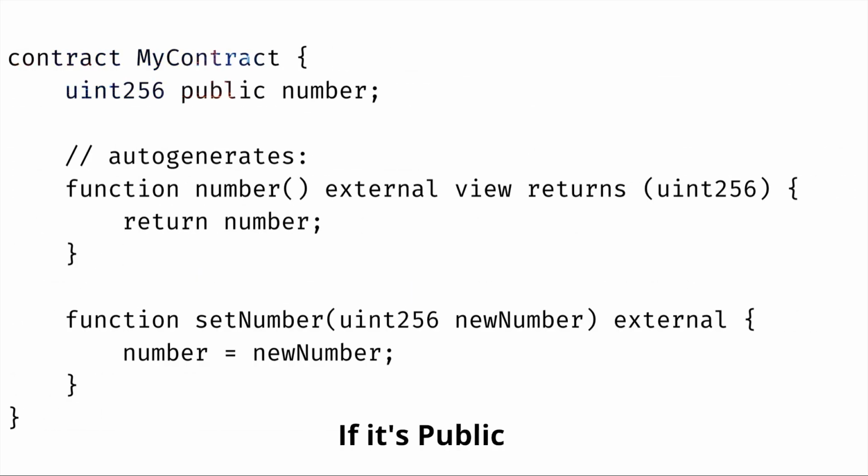If on the other hand it's public, then Solidity auto-generates this view function here for us. So this saves you a bit of extra code to write if you want people to be able to easily read this number here. Or if you want other contracts to be able to read this number value.